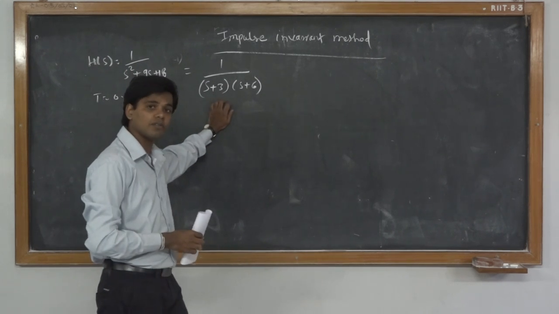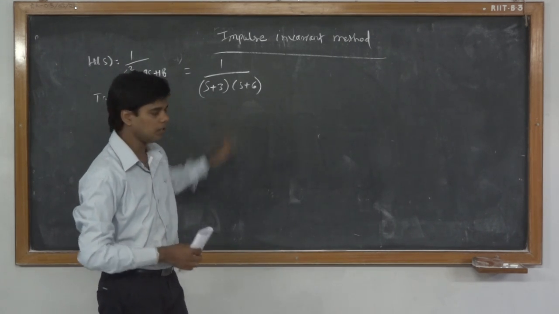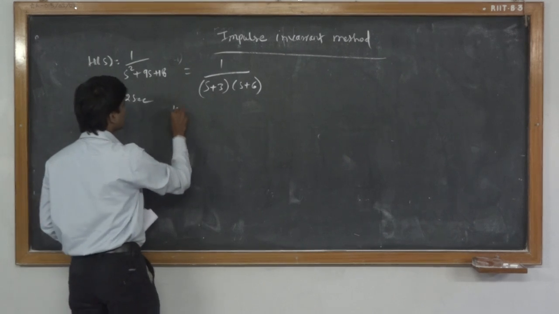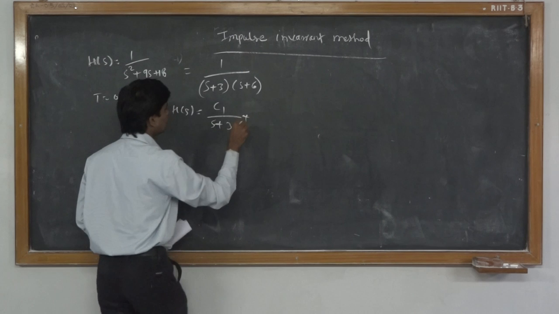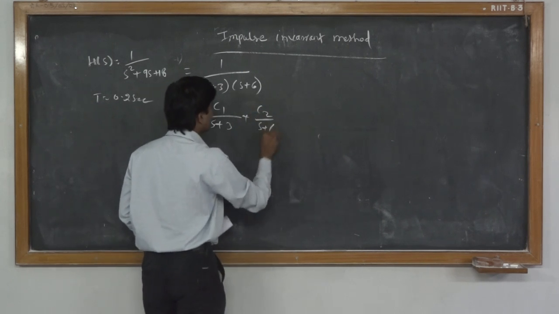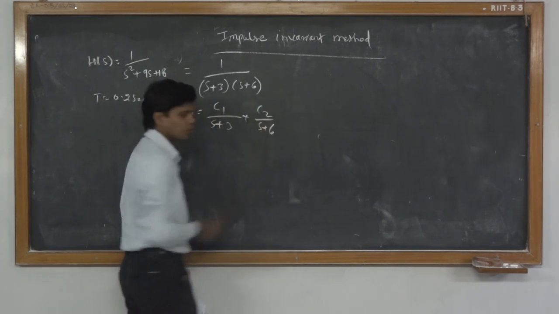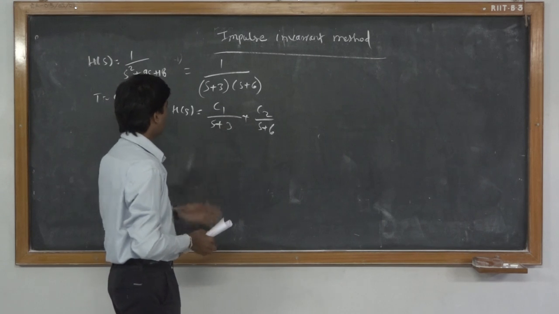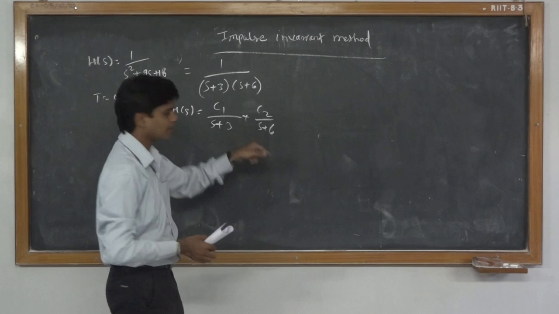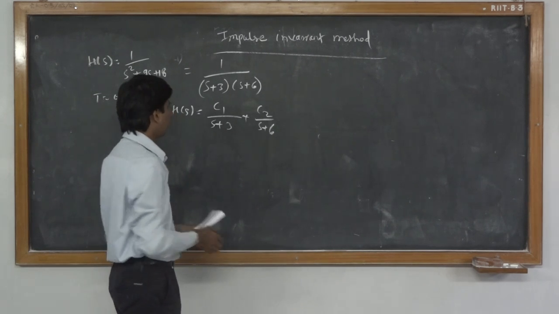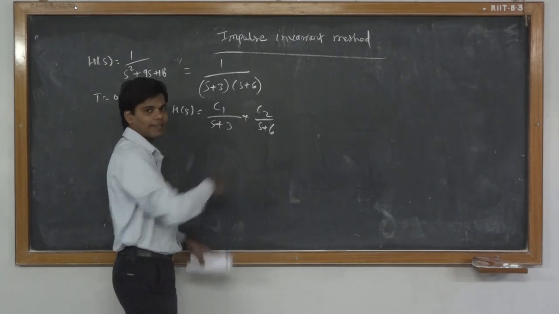Next step is to solve this problem using the partial fraction method. In order to solve it using partial fractions, which is the normal method, we write it as c1 upon s plus 3 plus c2 upon s plus 6. Now we need to find what c1 and c2 are. In order to find c1, we can multiply and divide both sides by s plus 3 into s plus 6, that is the LCM, or multiply by s plus 3 and set s equal to minus 3.